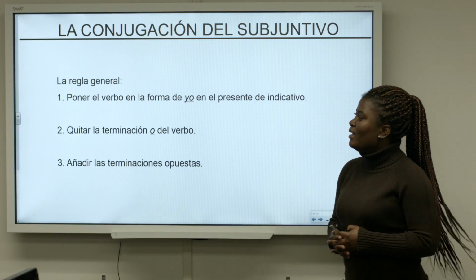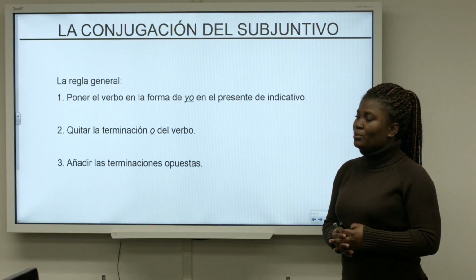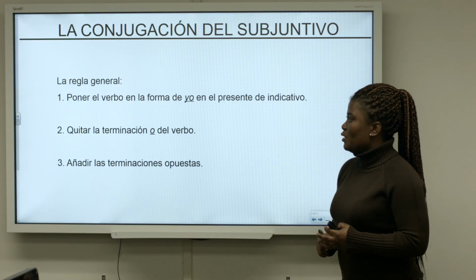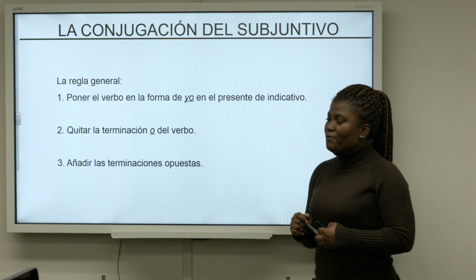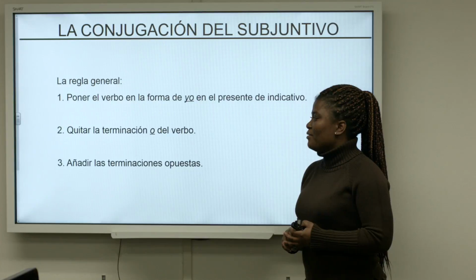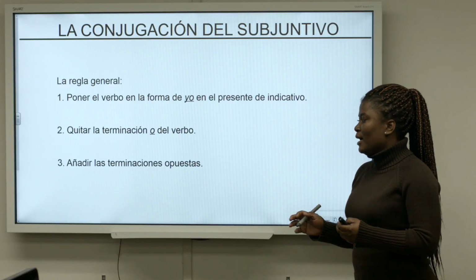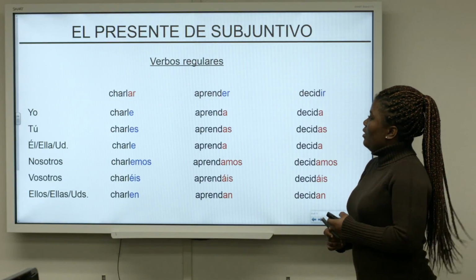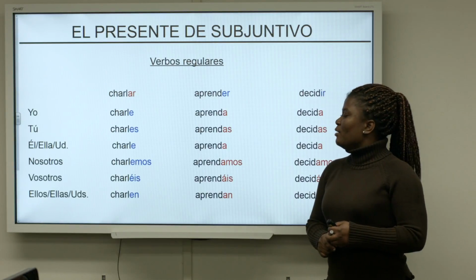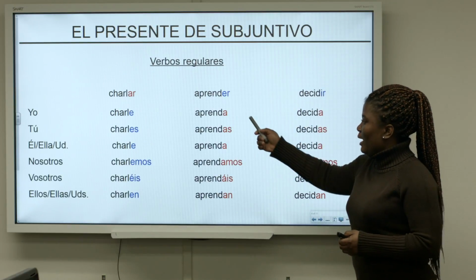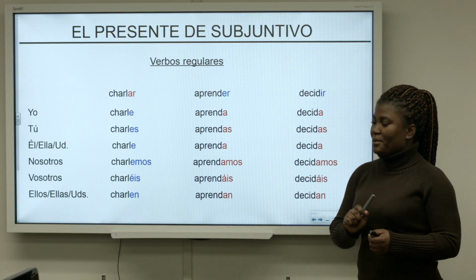Now, let's start. We have the general rule for conjugating verbs in the subjunctive, which is that you have to put the verb in the yo form of the present indicative tense, and then you take away the O and you add some endings. For regular verbs, we have examples: charlar, aprender, decidir.